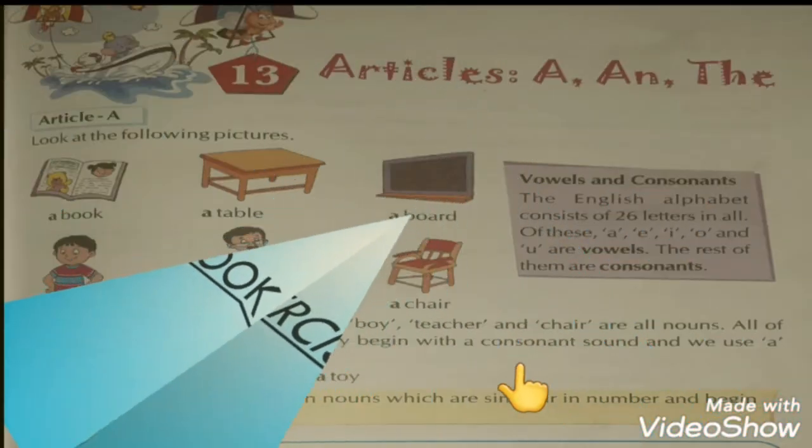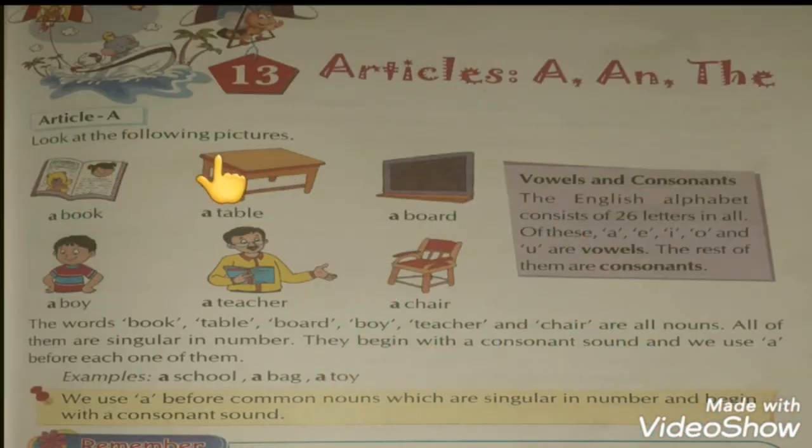So look at the following picture: a book, a table, a board, a boy, a teacher, a chair. The words book, table, board, boy, teacher and chair are nouns. All of them are singular in number. They begin with a consonant sound and we use a before each of them. Example: a school, a bag, a toy. We use a before common nouns which are singular in number and begin with a consonant sound. So students, before book, table, board, boy, teacher and chair, we used a.